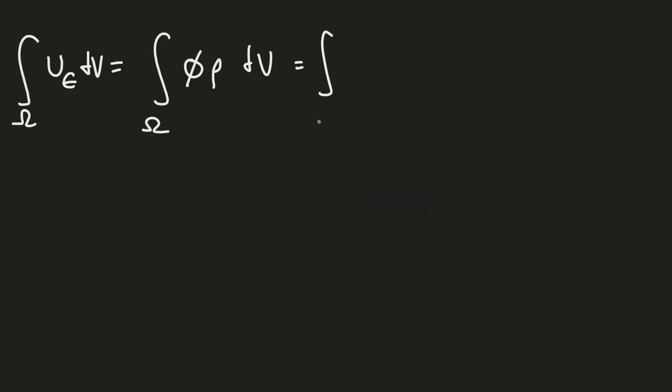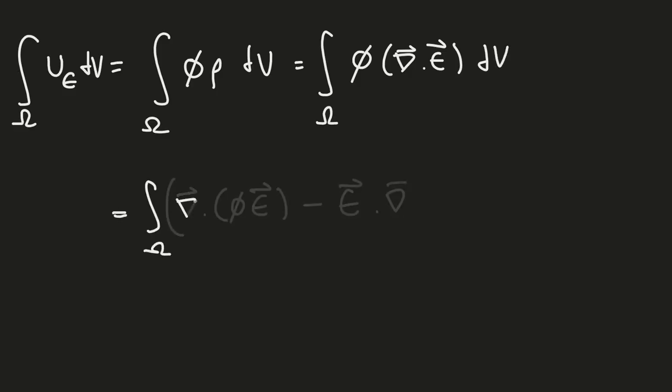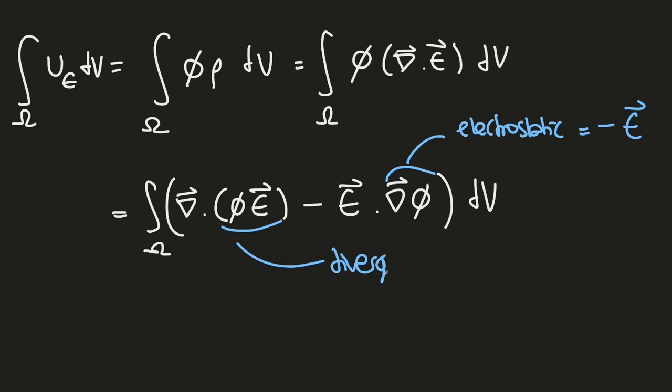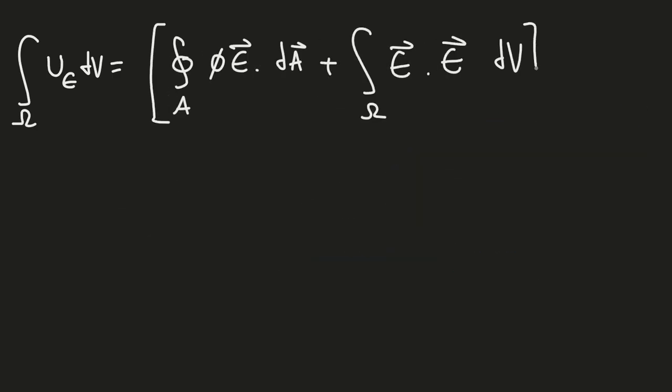So by this integral, we will get this by using the Gauss law for electrostatics, and this integral will become this by the product rule. So we get this part equal to minus E for electrostatics, and here we can switch to a closed surface integral by the divergence theorem. And whoopsie, I forgot to add epsilon 0 here.